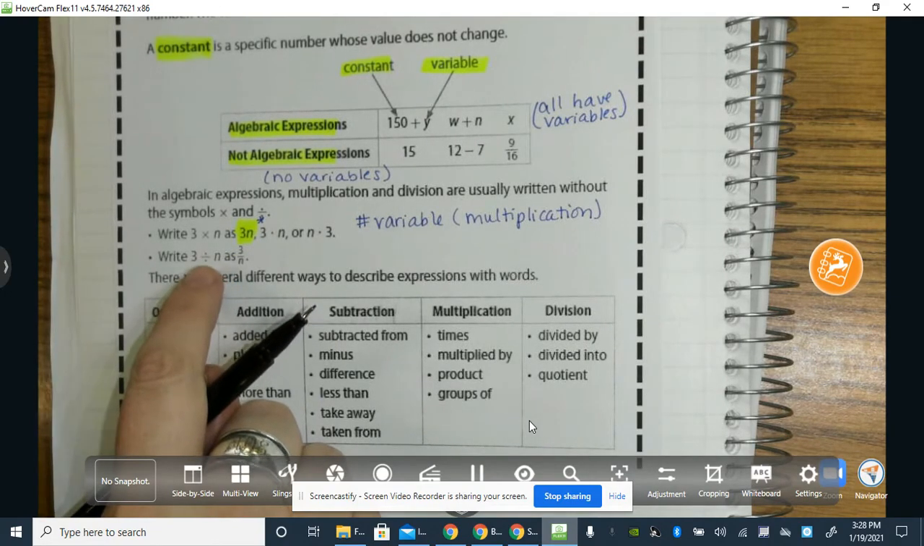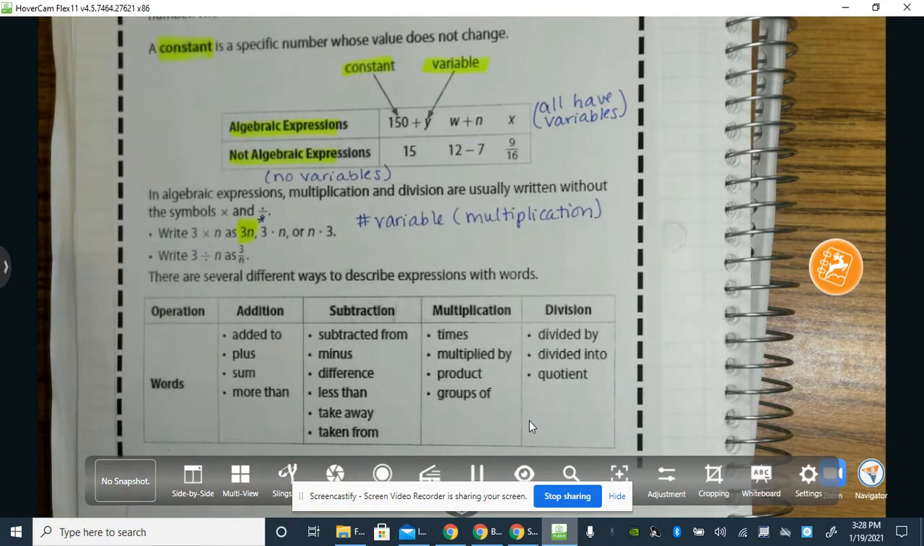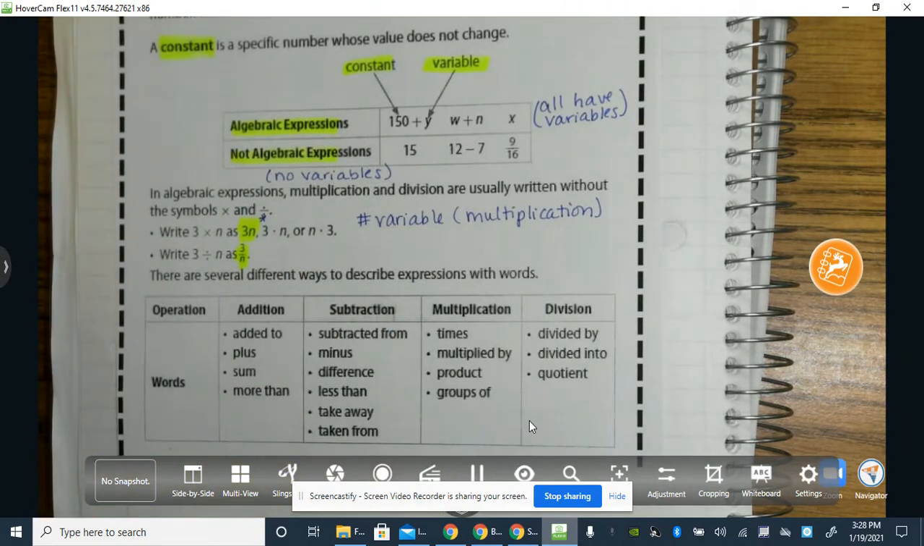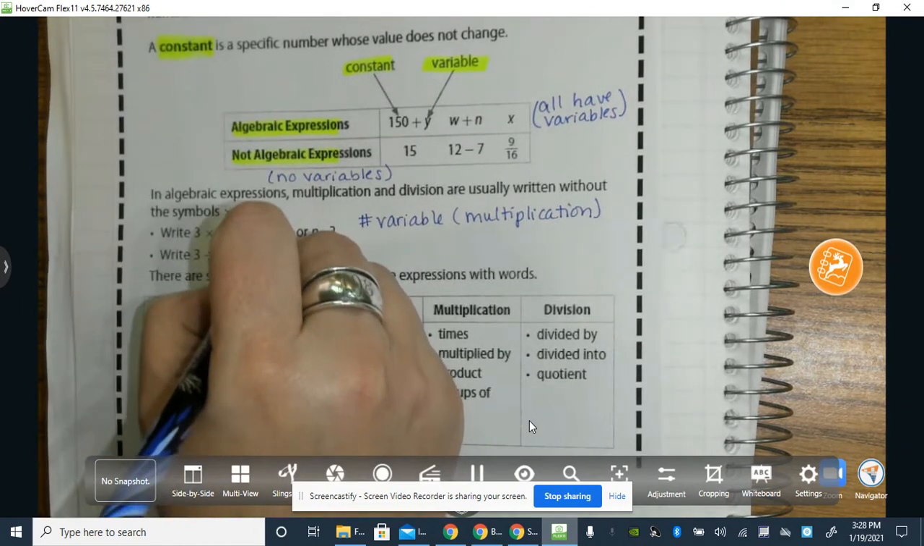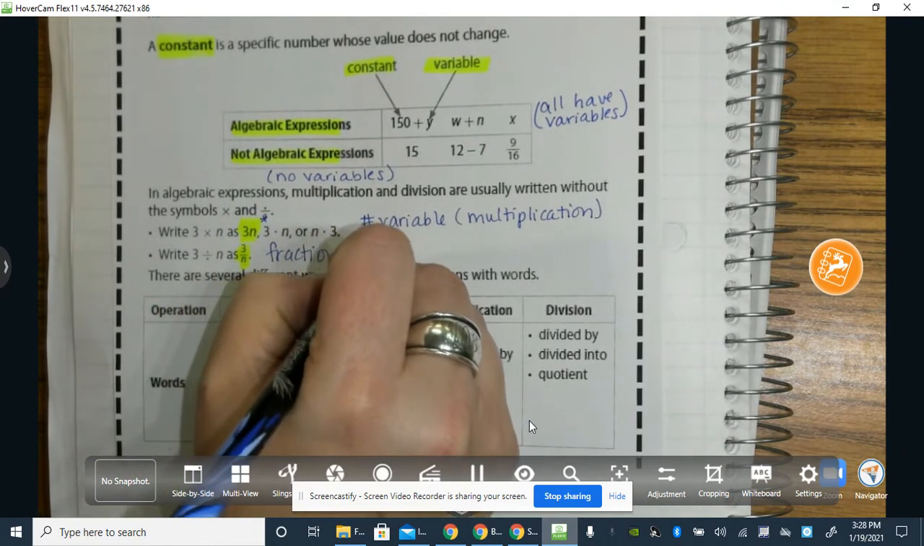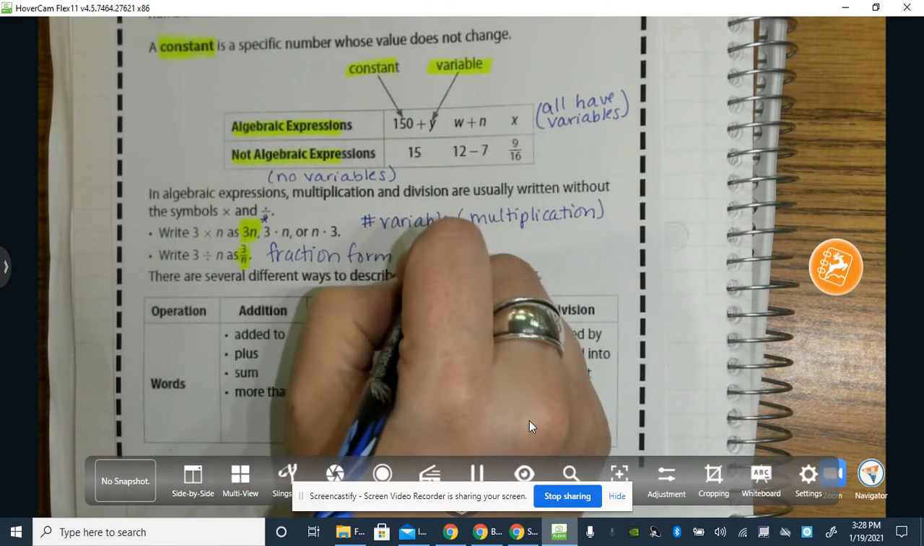Now with division, they don't use a little division symbol like that anymore. They use it in fraction form. So like 3 over n. So you're going to see it in fraction form. Fraction form represents division.